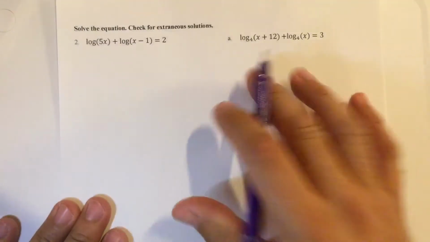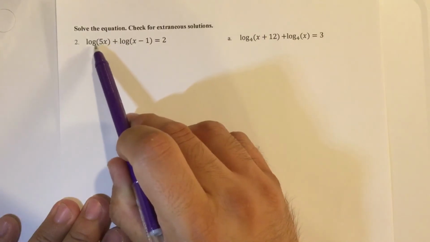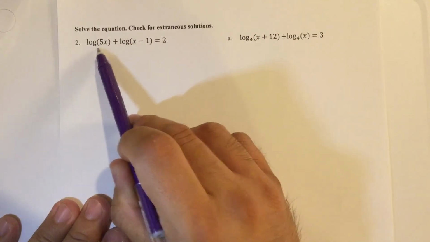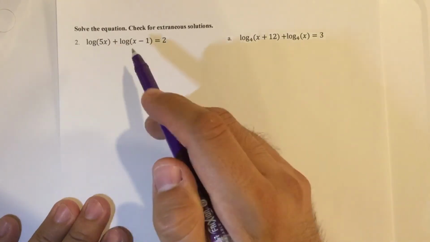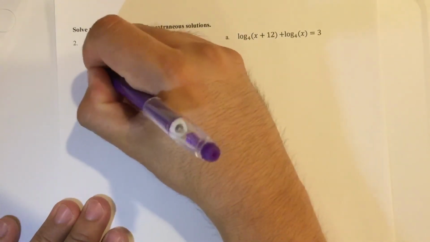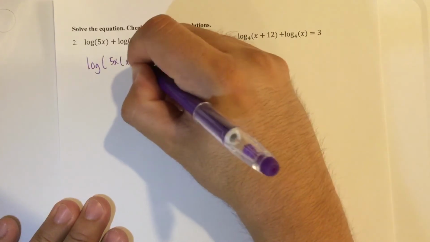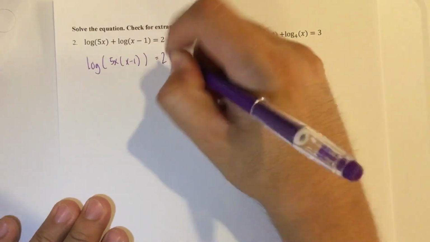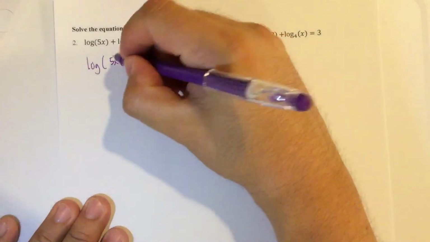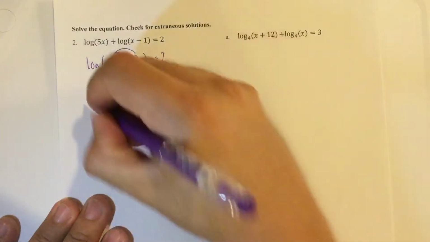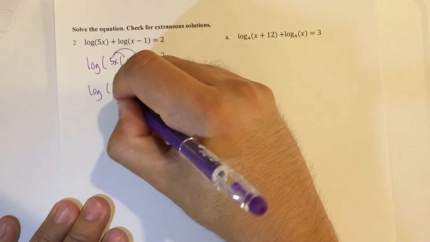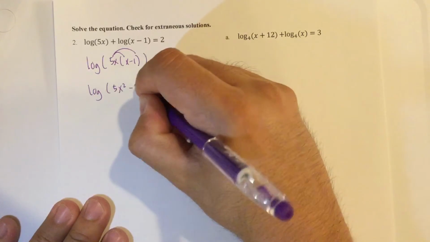And if you recall from properties of logarithms, whenever we have two logarithms with the same base being added, all we actually do is we multiply. So it's going to be log of 5x times x minus 1 equals 2. So now I'm just going to distribute this 5x. So log of 5x squared minus 5x is equal to 2.